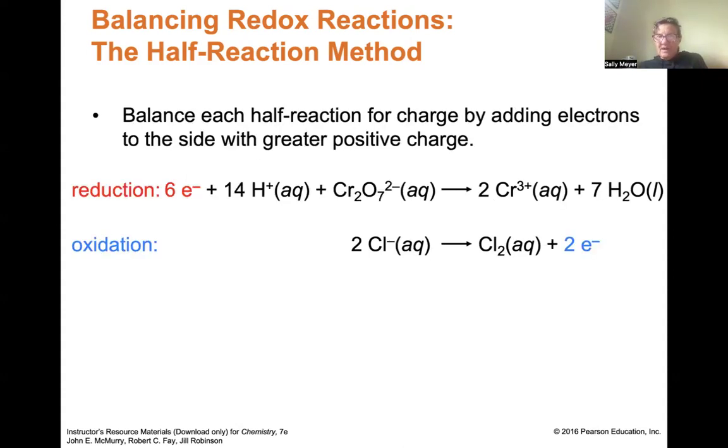But then the other thing we have to do is balance the charge. So in the first reaction, on the right-hand side, we have 2 times 3 plus. That makes it 6 plus. Each water molecule is neutral. Doesn't matter what the charges might be inside. If it adds up to a neutral molecule, it's not charged. On the left-hand side, we have 14 plus and 2 minus, so that means we have 12 plus.